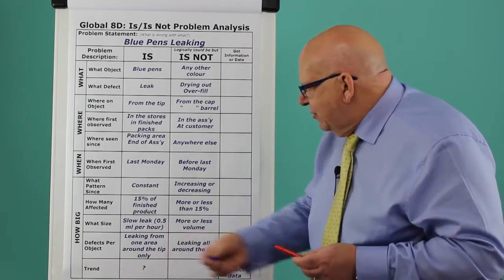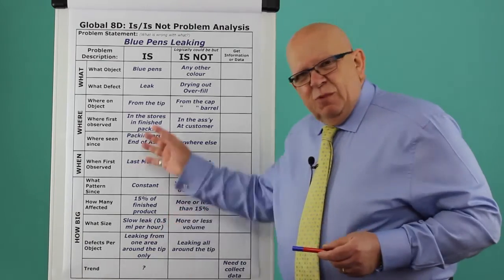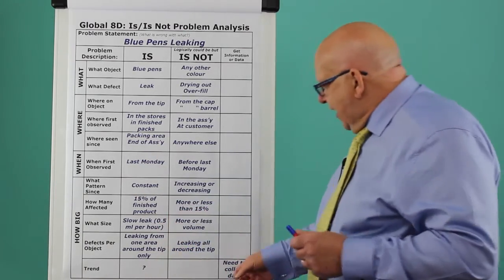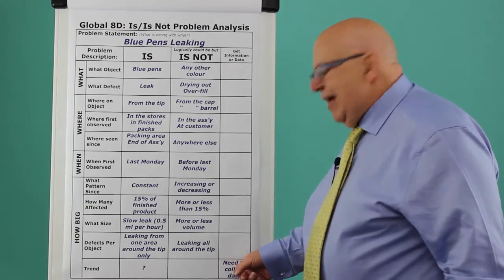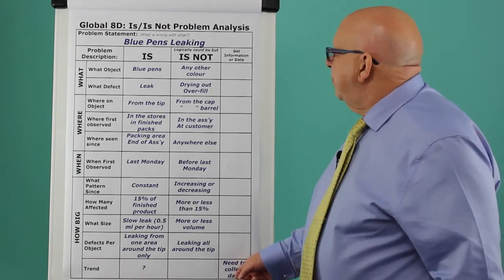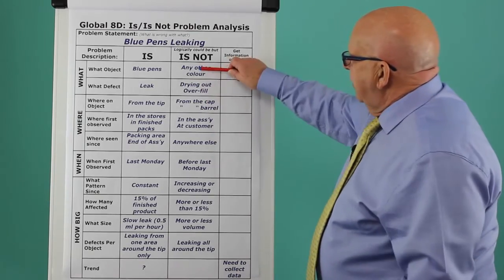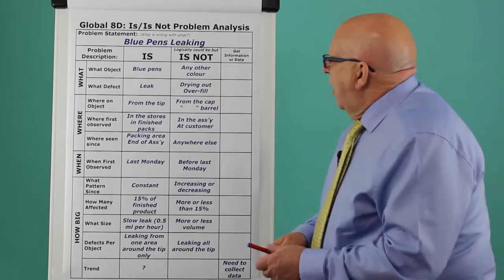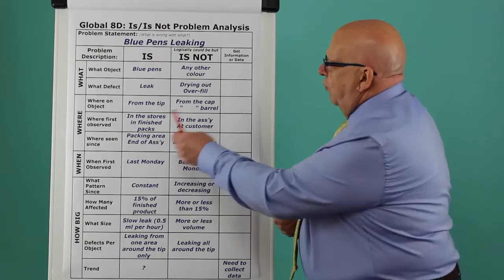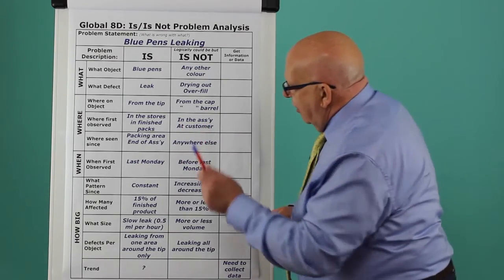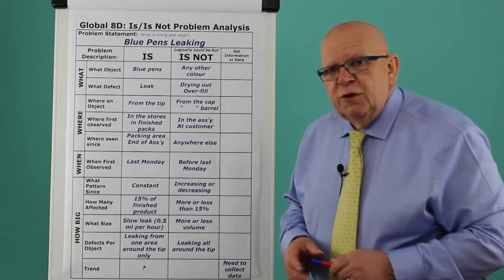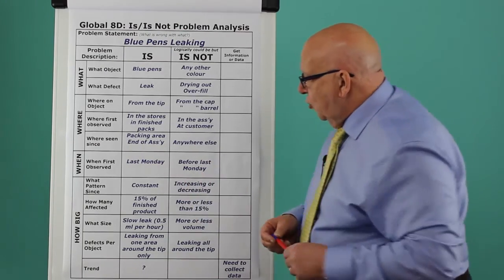When we get down here is trend. Well, actually, we're very early in the problem. So we're saying here, we need to get some more information. So let's keep collecting data and see how we go on. In the is not, we've said no other colour. Dry out, overfill. It's from the cap or from the barrel. It could be, logically could be, but it is not. It's not anywhere else. Not before we first saw it on Monday, could be.